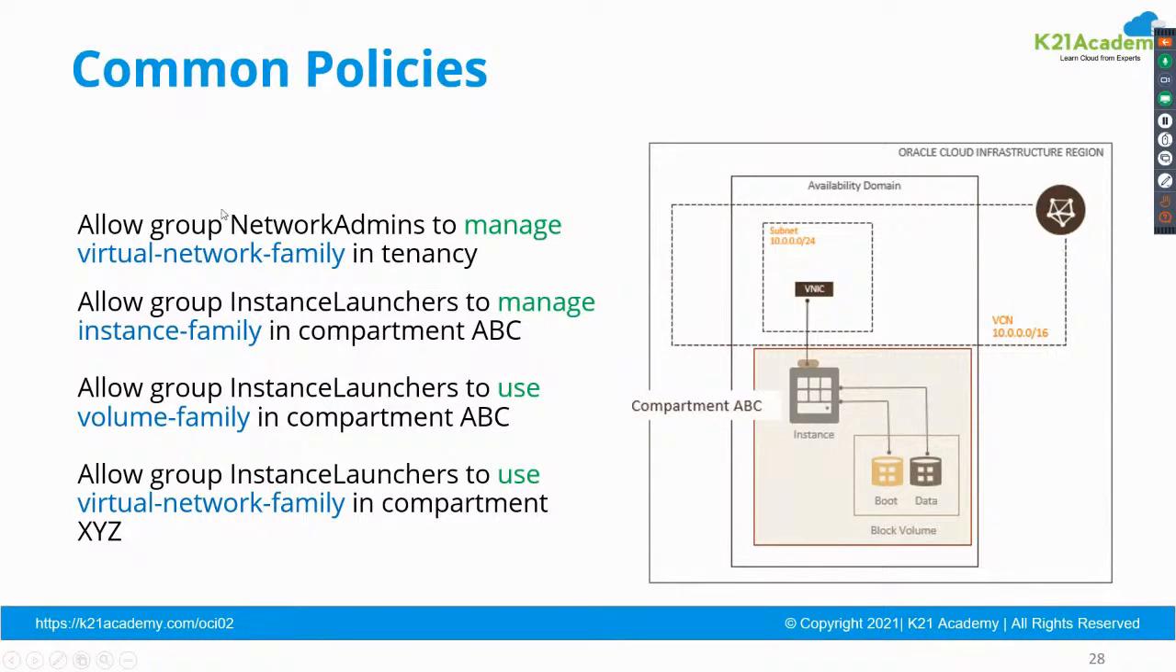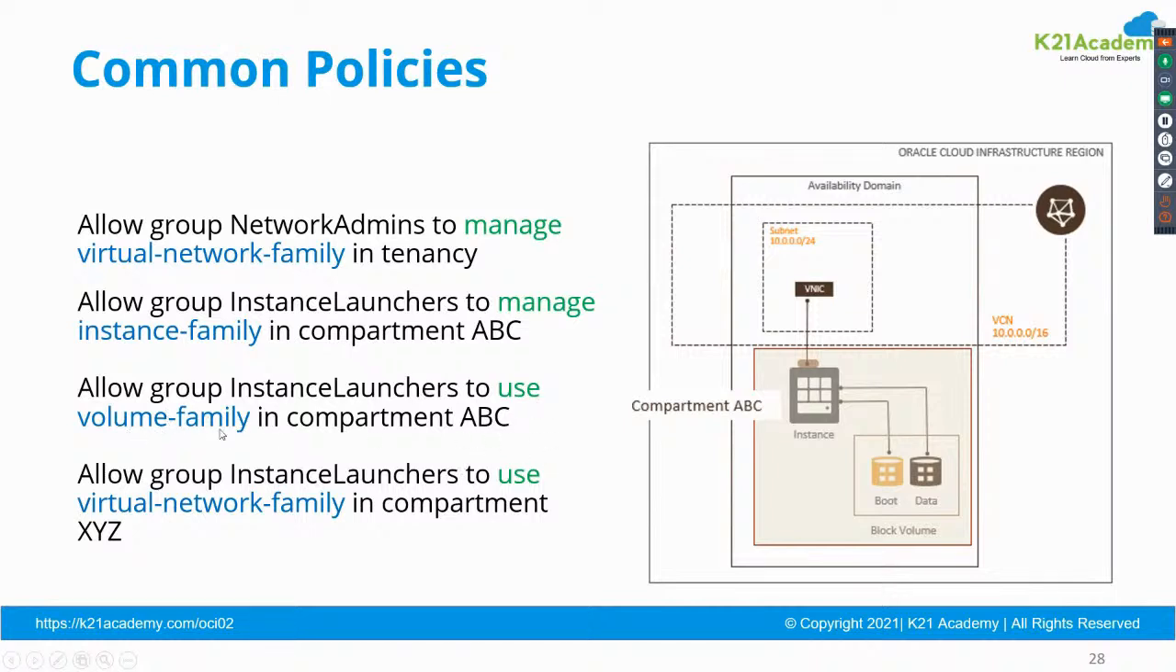What I did is I have created one network admin group, and I have given the privilege to manage. This is the level of access. Manage what? Virtual network family, all the network family within the tenancy. So I have given this for the network administrator. Next is the instance launcher group I have created, and I have added the instance family to this compartment. So I have given it at the compartment level. So whatever instances are created, only that access will be given to the user.